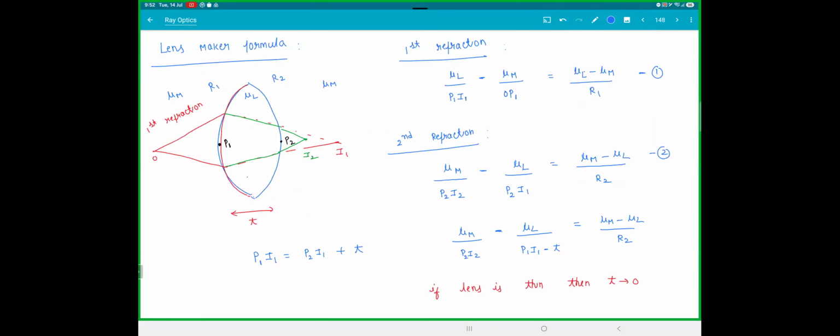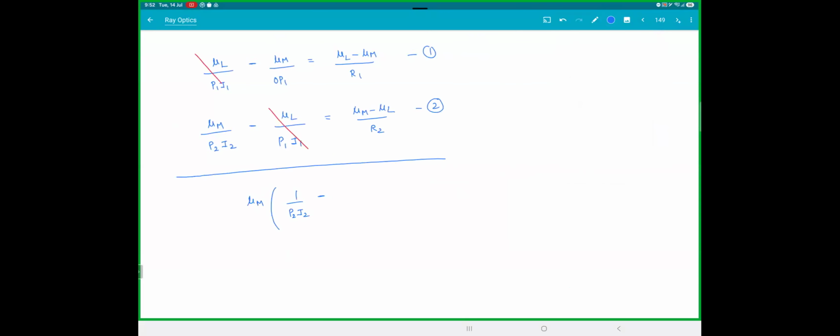That's your final image. Now here, the distance between P1 and P2 also will become negligible. Mu m also becomes OP1. This becomes mu L minus mu m by 1 by R1 minus 1 by R2. This is your object distance. So basically P1, P2 and the optical center all are at the same place if T is very small. This is your image distance.